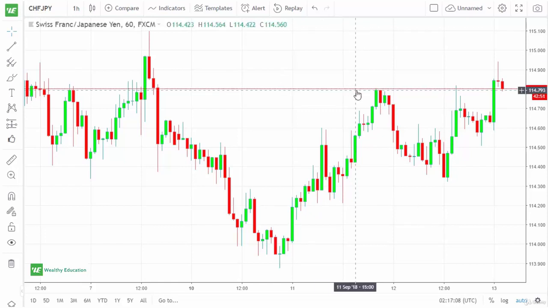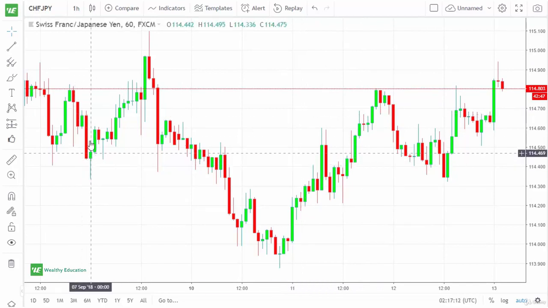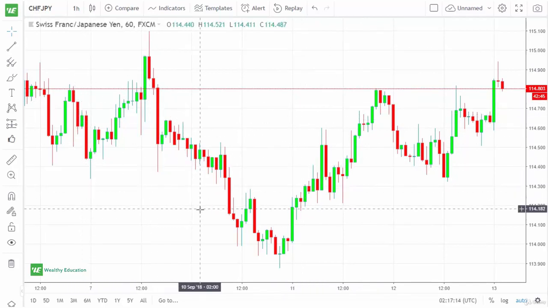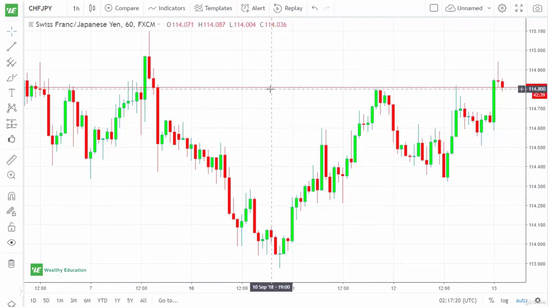Hammers are very important candlesticks. They're very crucial. You can see here's another example of one. We pulled back, and then we rallied quite nicely. On higher time frames, they do matter more. So a weekly hammer outweighs an hourly hammer.